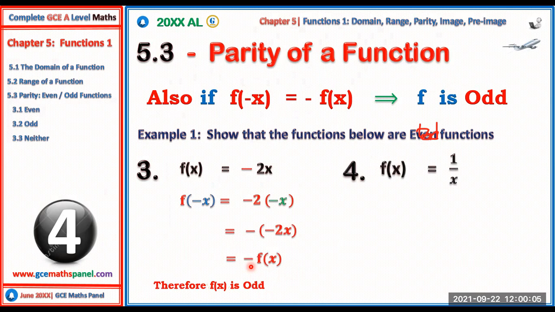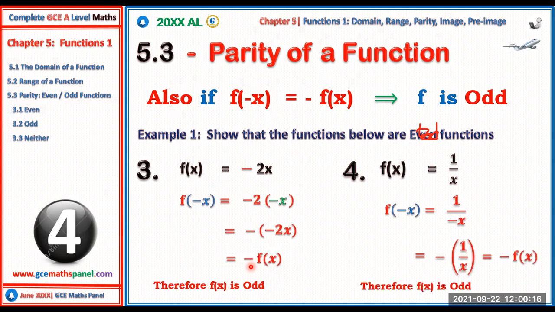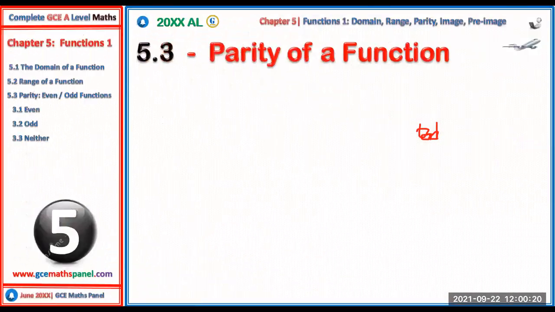And we have this other one, f of x equals 1 on x. f of minus x will be equal to 1 on minus x, which is minus f of x. Therefore, this function is also an odd function. What happens if these two conditions fail? Let's find out what happens if the two conditions do fail.